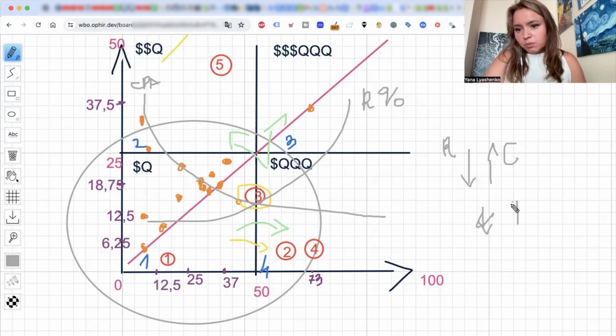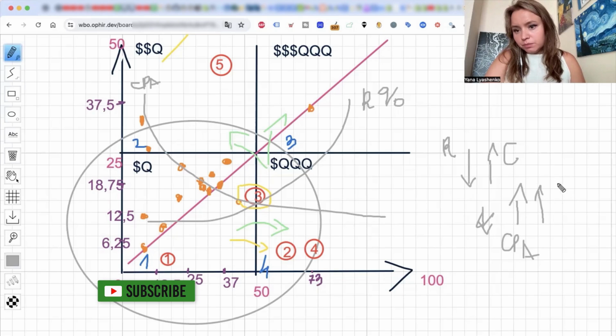A decrease in ROAS leads to an increase in costs.